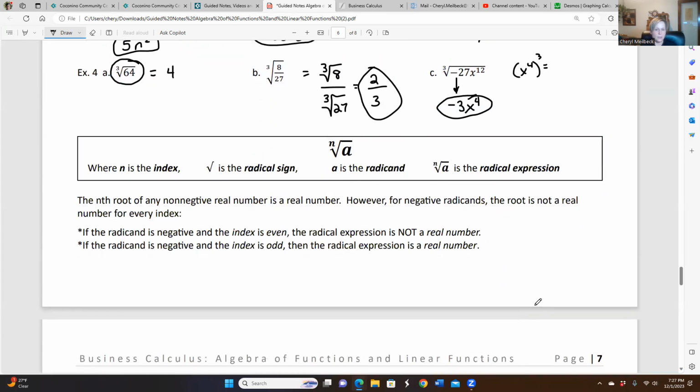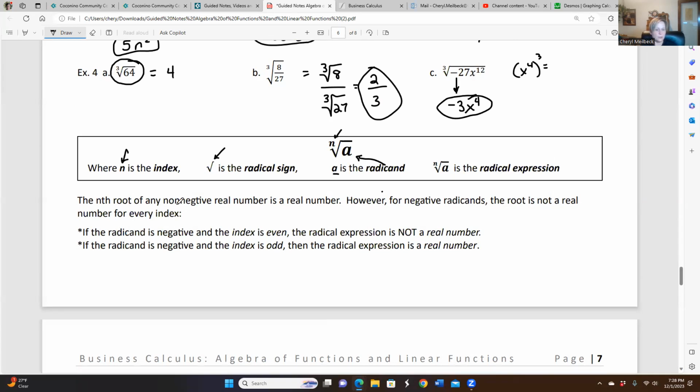Let's keep rolling. Now, when we have an expression like this, there are several parts to it. We call n the index here. The little check mark here is the radical sign. What is inside the radical, a, is called the radicand, and the whole thing together is called a radical expression.